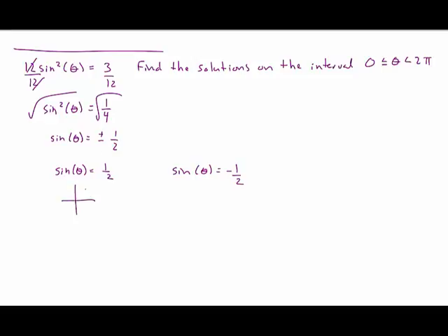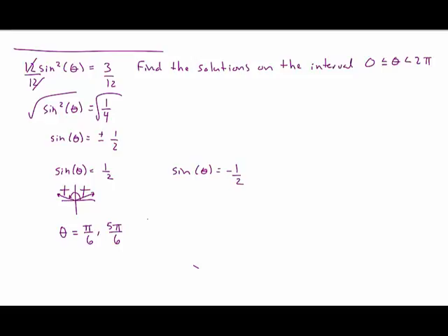Now, where is sine going to be positive? Where is sine theta going to be positive? So I have a positive sign in the first and in the second quadrant. So I need an angle from the first quadrant. What angle in the first quadrant has a sine of 1/2? That would be pi over 6. And then I need an angle from the second quadrant. What angle in the second quadrant? Well, it'd be our angle that has a reference angle of pi over 6, which would be 5 pi over 6. Okay, so that's pi over 6 here, 5 pi over 6 over here.